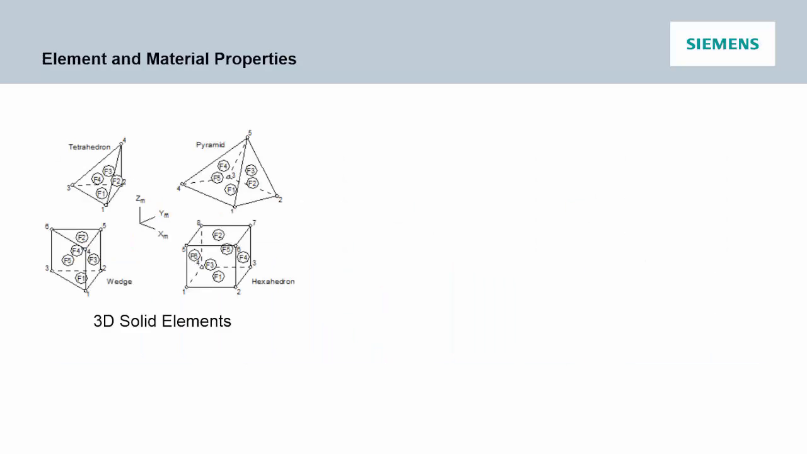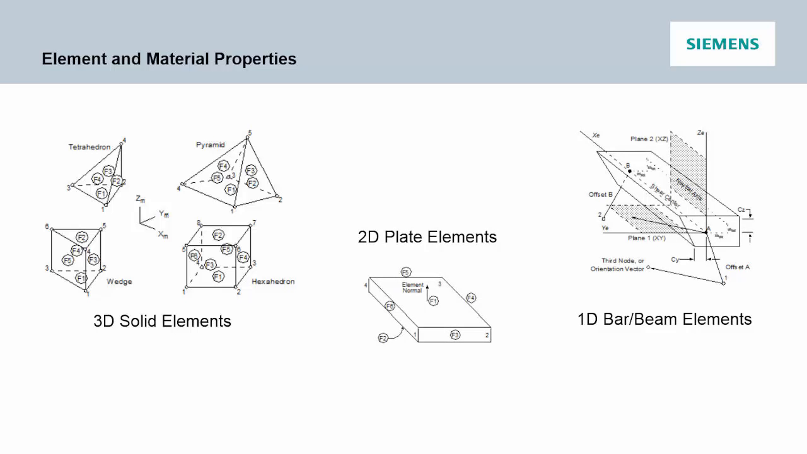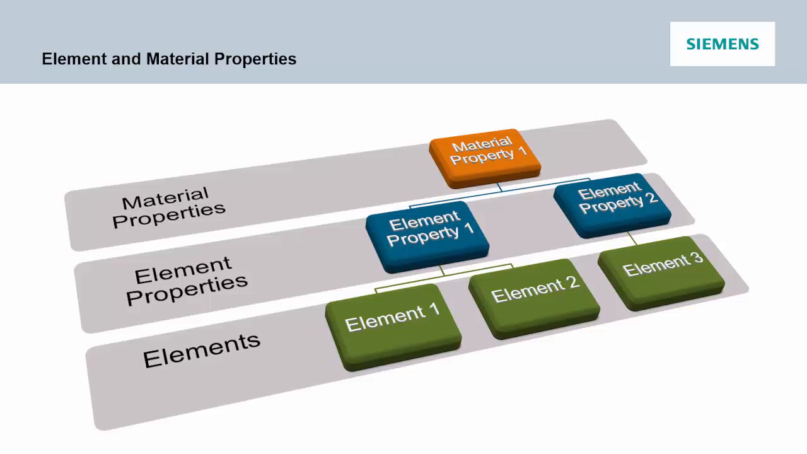With solid finite elements, the three dimensions of the element with the material definitions implicitly define the element stiffness and mass properties. However, with the two-dimensional plate and one-dimensional beam elements, further element properties must be defined, such as plate thicknesses and beam cross-sectional dimensions, etc. The property hierarchy is such that the elements refer to element properties, which in turn refer to material properties, so we have to define both element and material properties.